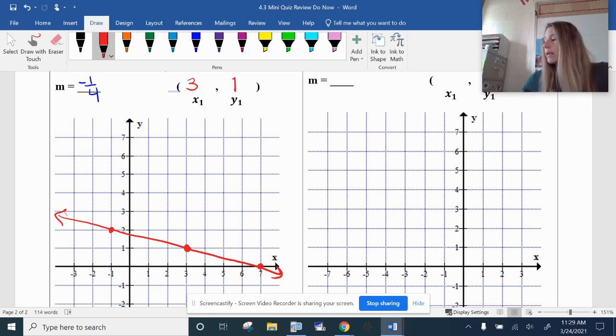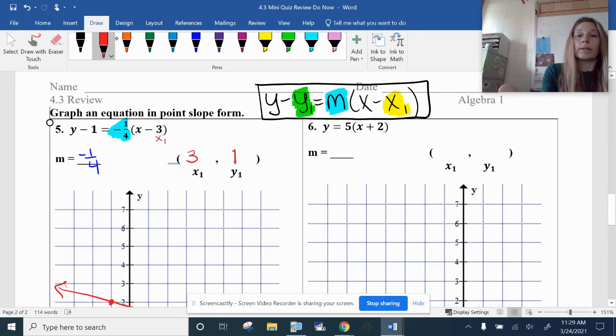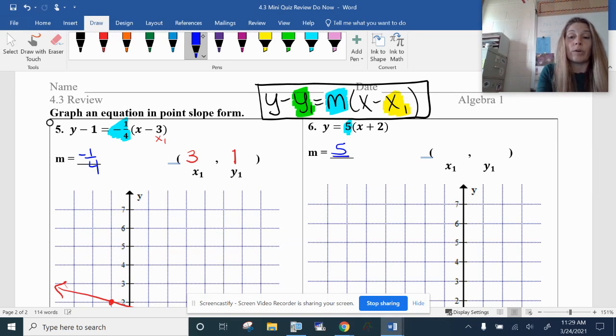Okay, so let's try that again for the next one. Again, the slope is going to be a little bit easy to identify because it's just going to be the number in front of the parentheses. In this case, it's just a 5. If you want to put it over 1 to help you with the graphing, you can.